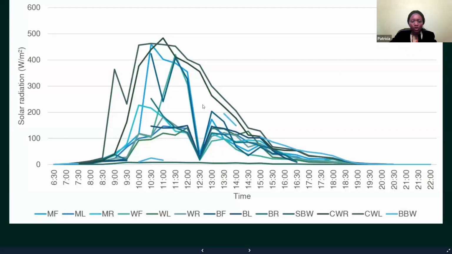And so we have this for the solar radiation for different times of the day too. You want to see from morning till, this is 22, 10 p.m. So from 6:30 a.m. to 10 p.m., this is the solar radiation on the different faces.